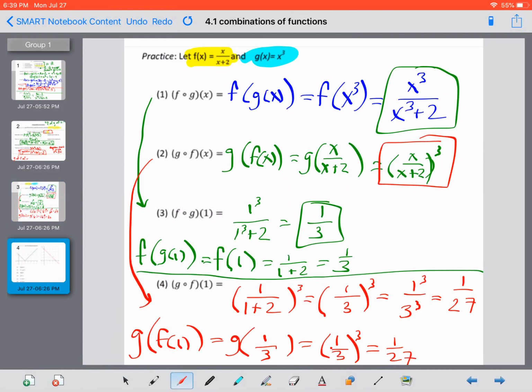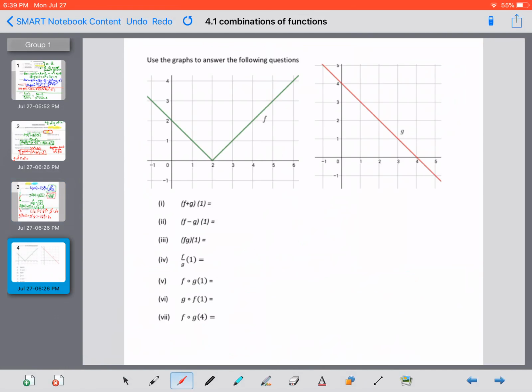Alright, now, what if we just have two graphs? We don't necessarily have the equations of those functions, we just have the graphs of those functions. Well, as long as we know the definitions for how we are combining these different types of functions, we can compute different combinations of functions at specific values, right? So we knew, for example, that f plus g of x is just f of x plus g of x, right? Which means f plus g of 1 is just f of 1 plus g of 1. So I can use these graphs to figure out what this should be.